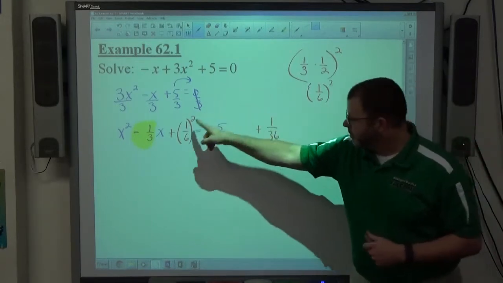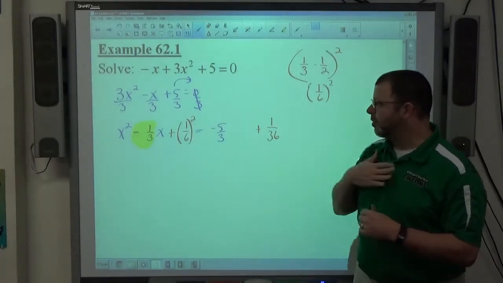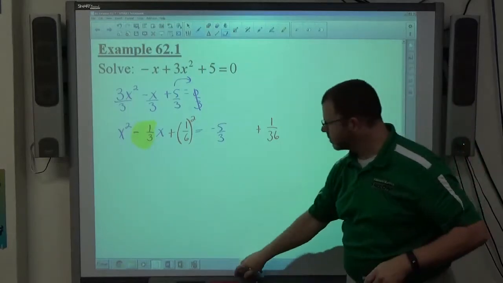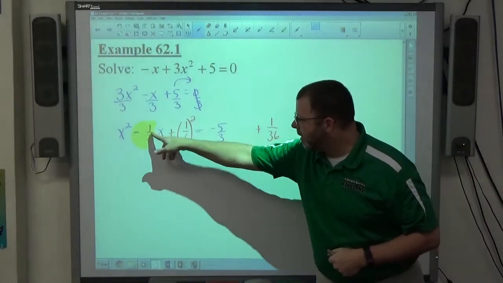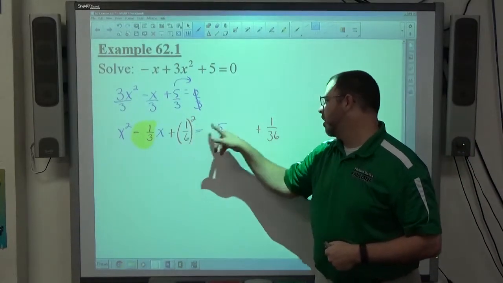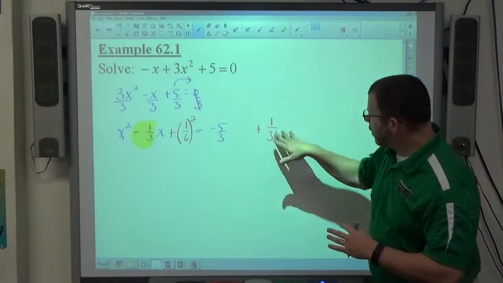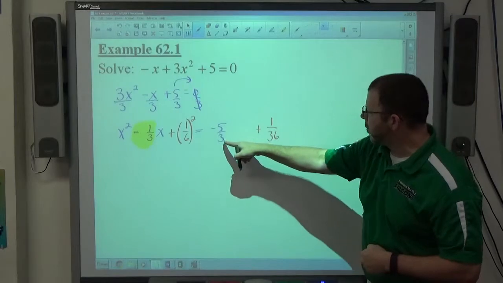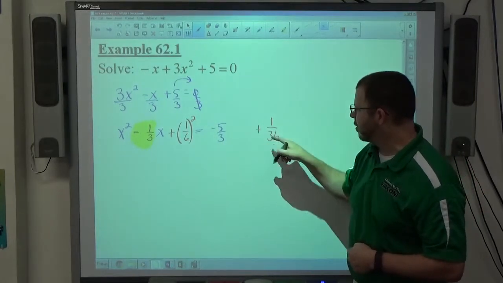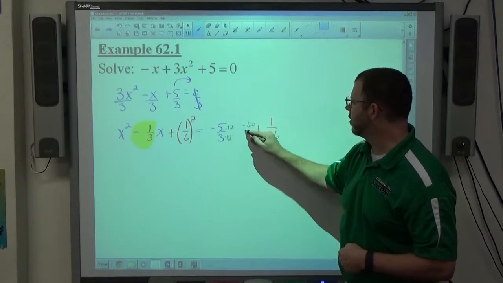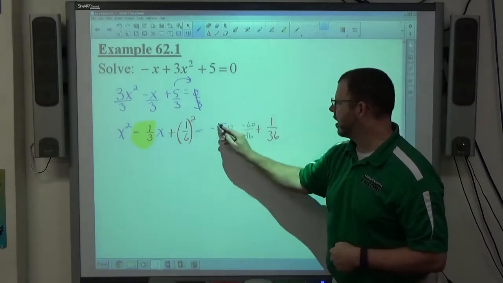So, 1/6 squared, 1/36. For me personally, that's what my work looks like. I don't do this here. Within my gap here, I take half the fraction, I square it. On this side, I actually square it. All right? Now, the reason for the gap over here is I want a common denominator. This is 3, that's 36, so times 12, times 12. So negative 60 over 36 is the same as negative 5/3.